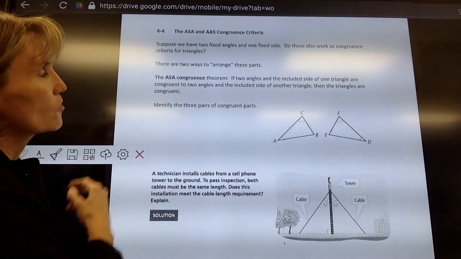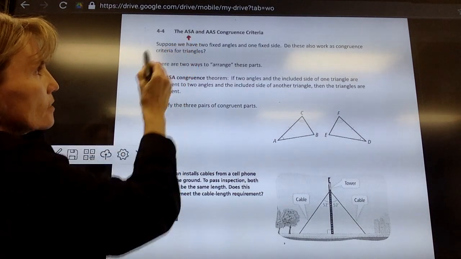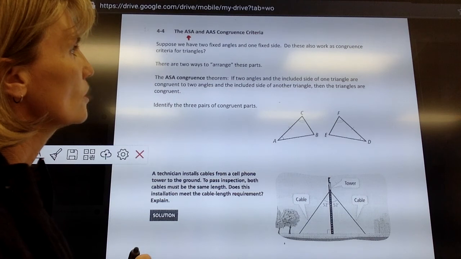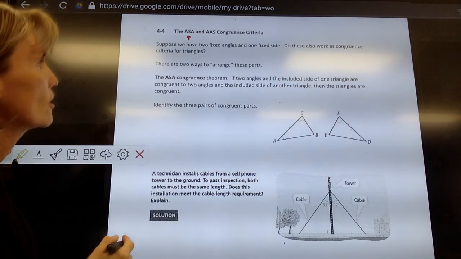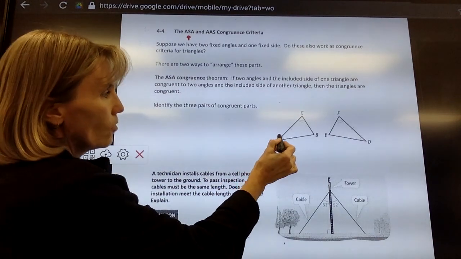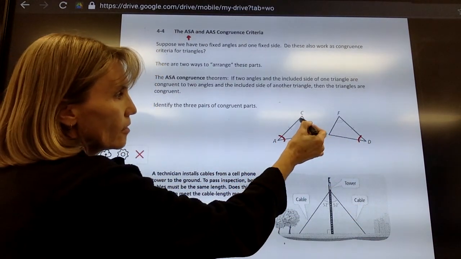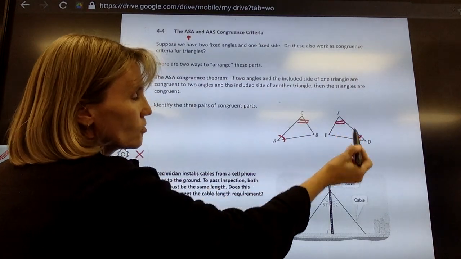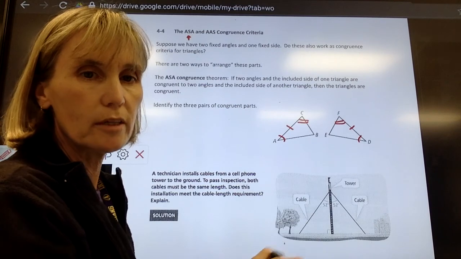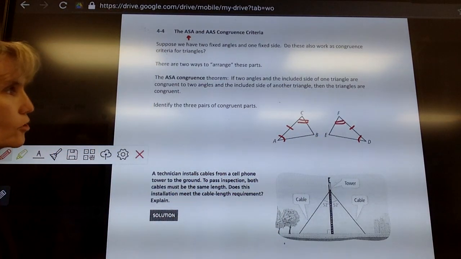It says suppose we have two fixed angles and one fixed side. So the side has to be in between the two angles that we know. It says, do these also work as congruence criteria for triangles? And when we look at this, here's an angle that is congruent in the two triangles. Here's a second angle that's congruent in the two triangles. And as long as it's the side that is in between the two angles, then we know that the two triangles are going to be congruent to each other.